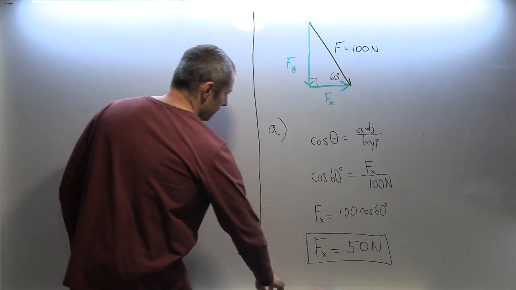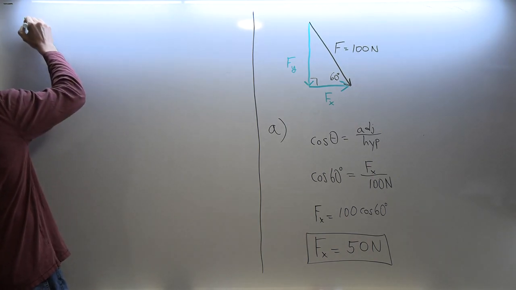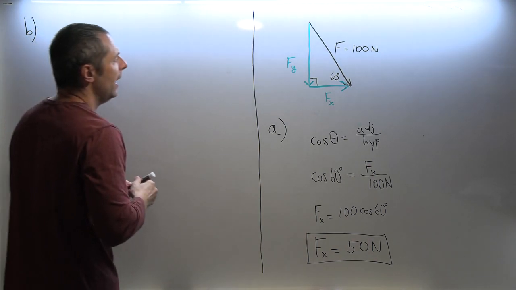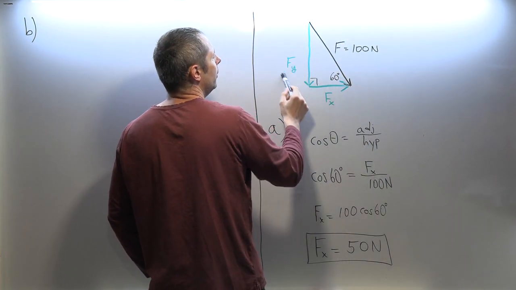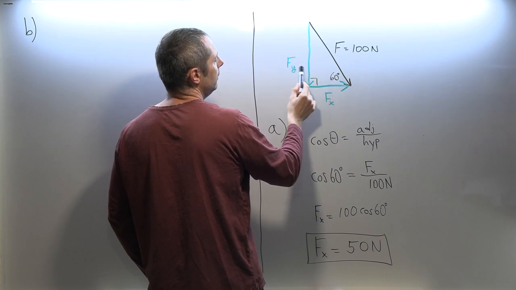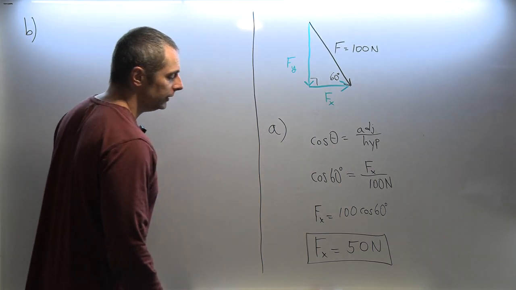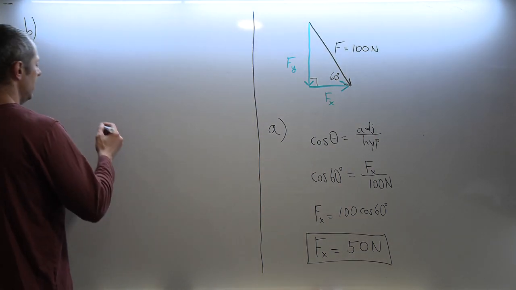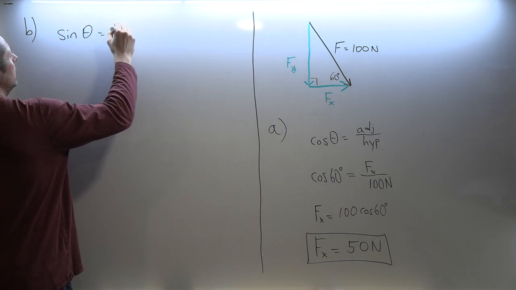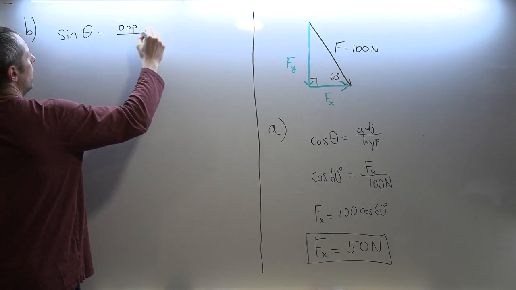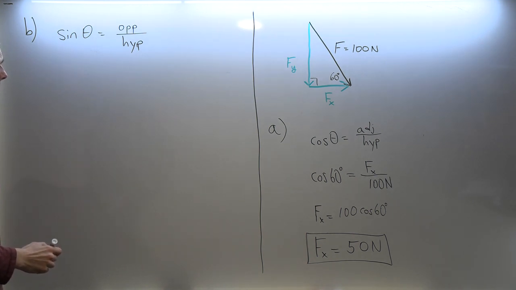Okay, moving on to part B, we are now going to look for the Fy, the vertical component. What we have in the beginning, we were given the hypotenuse and this angle. This side is opposite of the angle, the opposite side, and we have the hypotenuse. The trig function that relates those three variables is the sine function. Sine theta equals opposite over hypotenuse. Once again, you need that equation first.